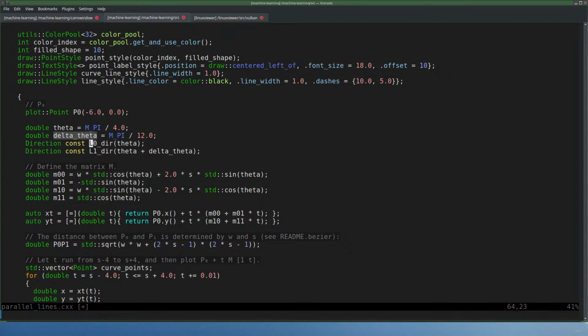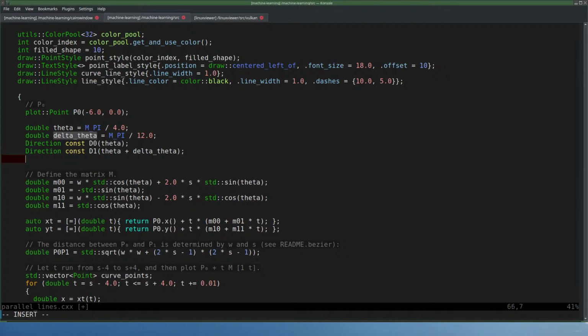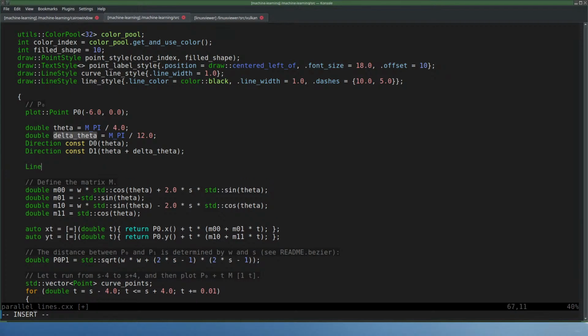Yeah, why am I doing it like this? This is literally D0, and this is D1. So I could define a line that is vertical, I guess. So let's define a line that is vertical, and wherever P1 is, it's one vertical helper line.